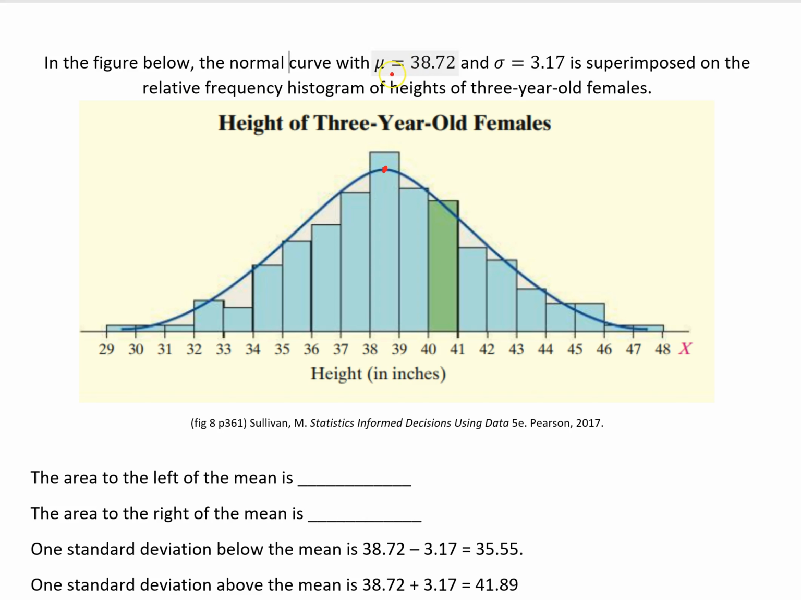When the data was collected and the mean was calculated, the mean was 38.72. If we approximate its location, we can see that that is approximately where the height of the bell curve is, 38.72.